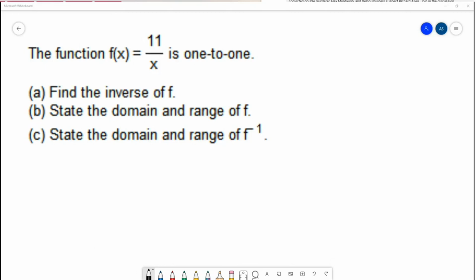For this question, we have the function f of x equals 11 over x, and we're also told that it is a one-to-one function. We want to find the inverse of the function f, state the domain and range of f, and state the domain and range of f inverse.